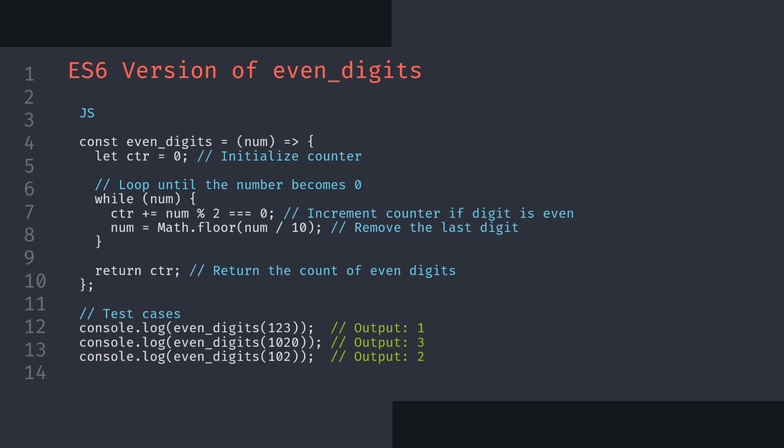The ES6 version of the function simplifies the code by using arrow function syntax. The logic remains the same. Loop through the number, count the even digits, and remove the last digit until the number becomes 0. This modernized syntax improves readability and fits seamlessly into JavaScript projects.